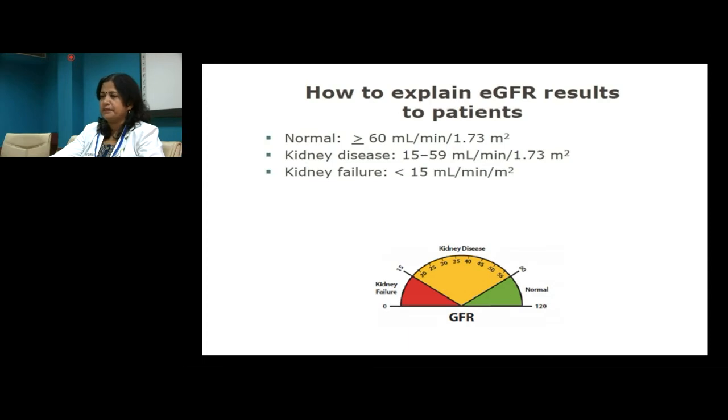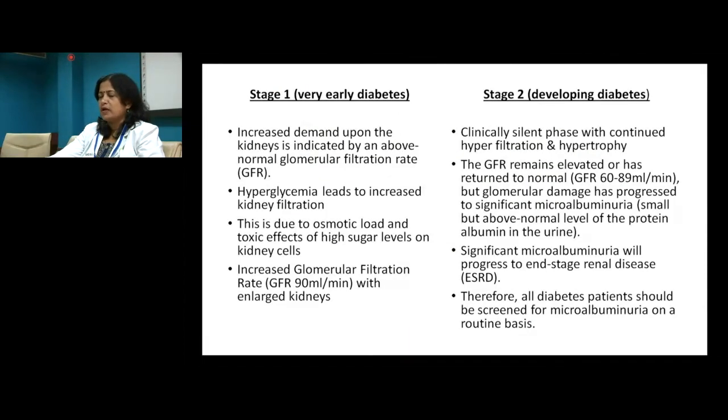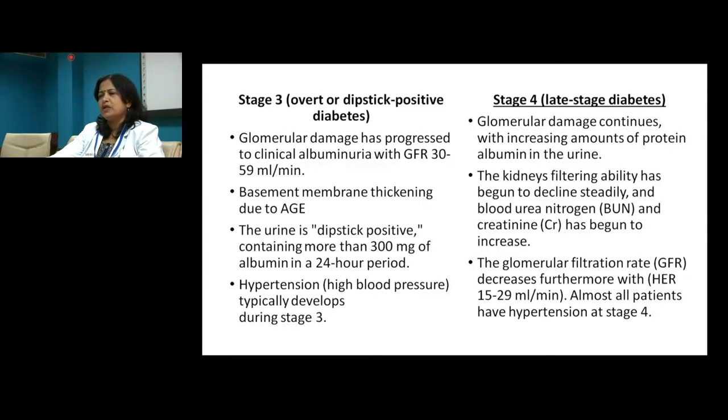Now comes stage 1, that is very early diabetes, stage 2, that is developing diabetes, stage 3, that is overt or dipstick positive diabetes.